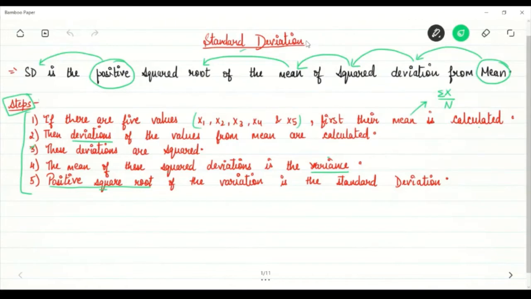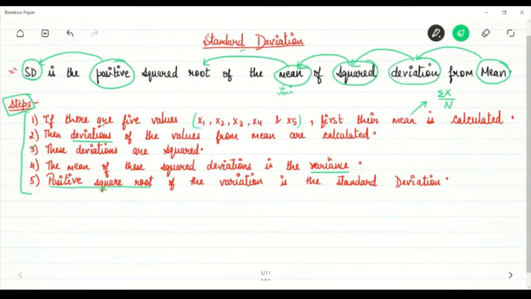To calculate standard deviation, first we need to calculate the mean of the observations. After calculating the mean, we will calculate the deviation from the mean. After that, we will square these deviations, and the mean that we obtain after squaring these deviations will be known as the variance. The positive square root of this variance will be known as the standard deviation. So, this is easy, isn't it?